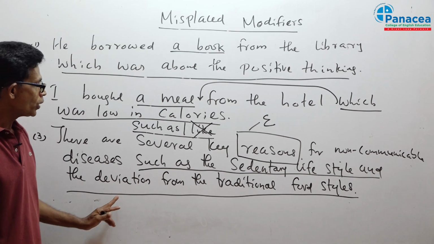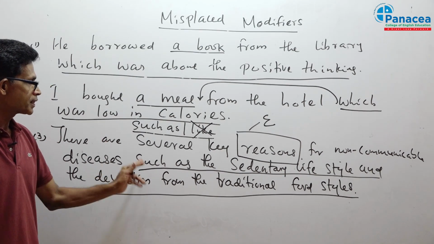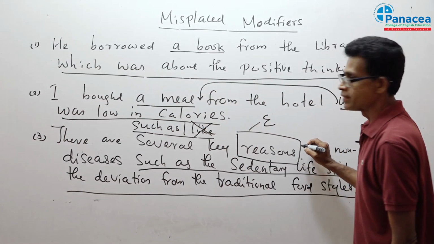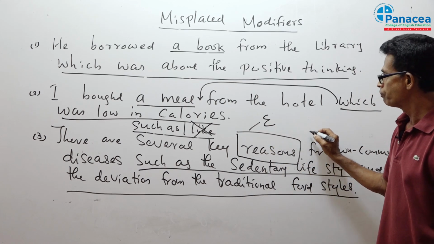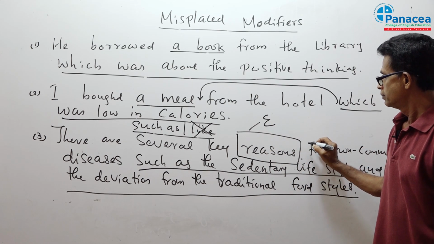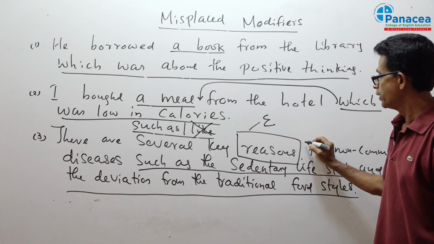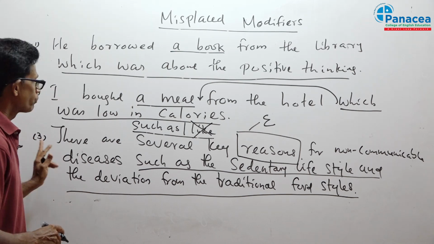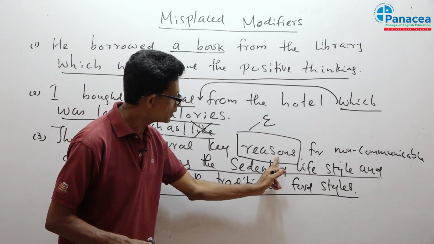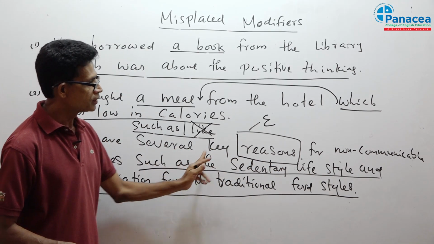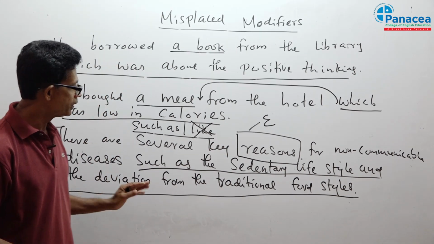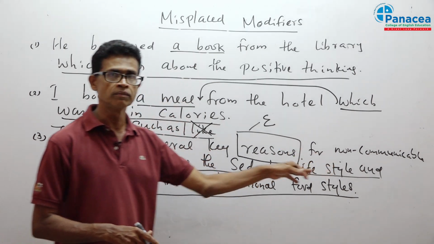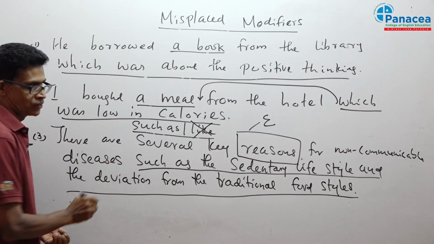Therefore, you have to place the subject immediately after the reason, that means immediately after the universal set. Here, then, what is the correct form of the sentence? There are several key reasons such as the sedentary lifestyle and the deviation from the traditional food style for non-communicable diseases.